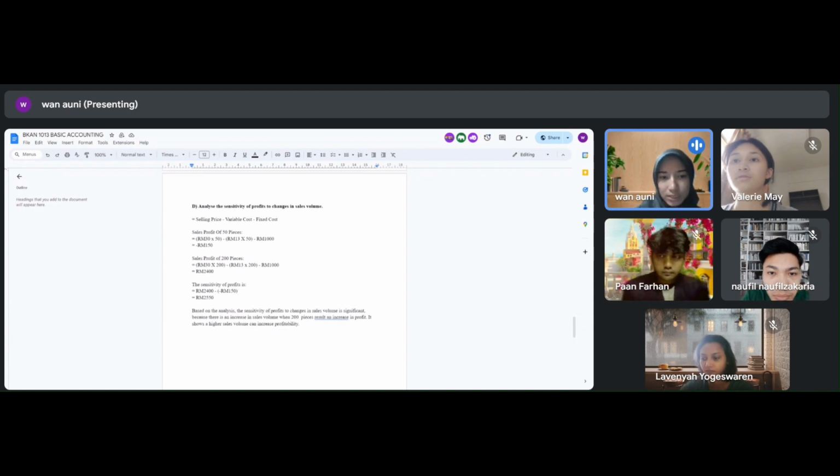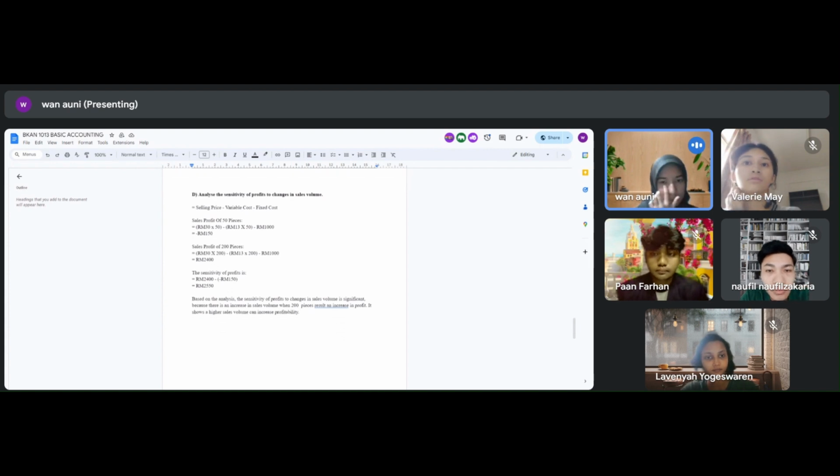And for 200 pieces, we will get 2,400 ringgit. Based on that, we make a comparison: 2,400 minus negative 150, and we get 2,550. Based on the analysis, the sensitivity of profit to the change in sales volume is significant, because we can see the difference between the amounts for 50 pieces and 200 pieces is large.